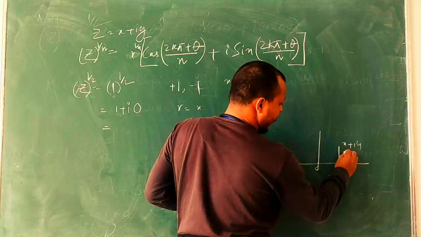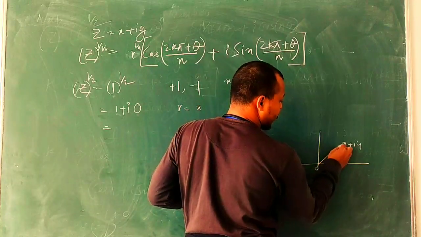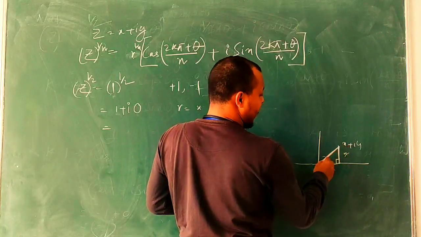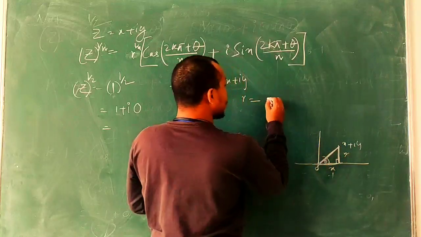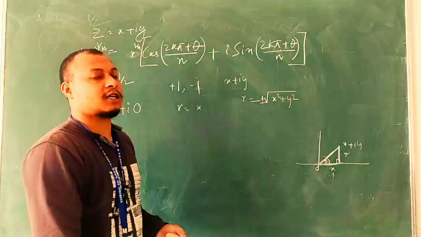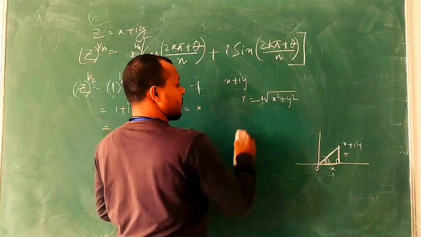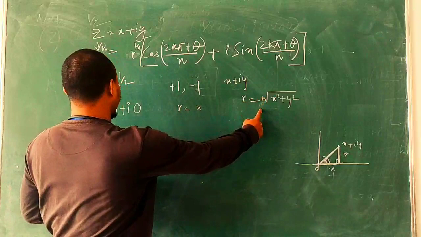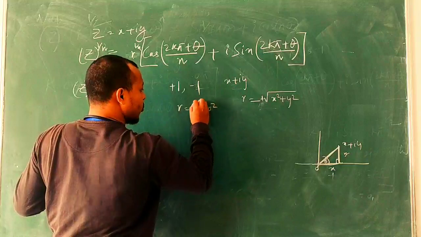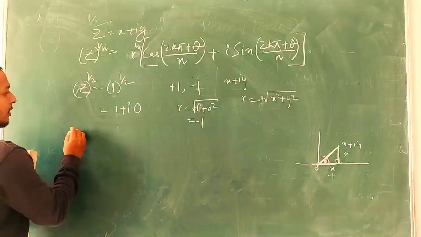So this is my y distance, this is my x distance. So how to find this R? R is nothing but the distance from the origin to this complex number. So this is a right angle triangle. This is our theta. This is 90 degrees. So R is nothing but the square root of x square plus y square, plus or minus. But since the distance is always positive, we are going to take only the positive value. So R is the square root of 1 square plus 0 square, which is equal to 1. So R here is equal to 1.